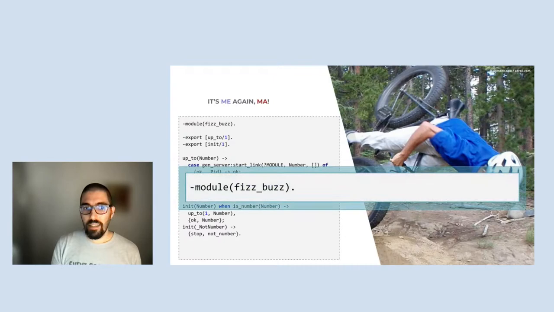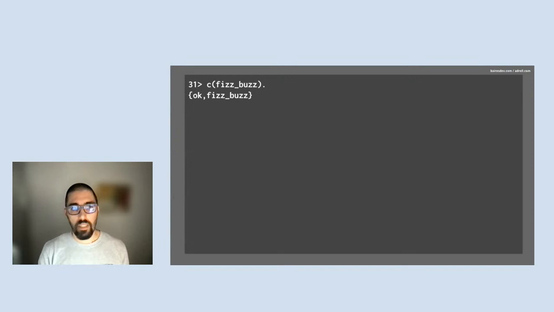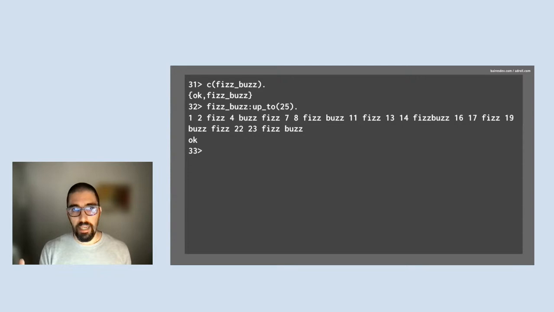My advice, don't use macros, period. Not that one, not any other one. But if you're going to use it, you have to use parentheses, like this. Now it compiles. And if you want to run up to 25, perfectly fine. We have a working gen server. We are leaking gen servers in memory, but that doesn't matter.